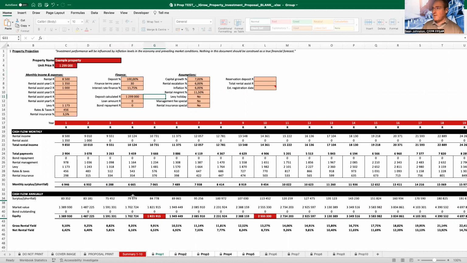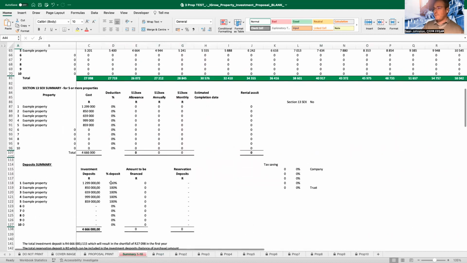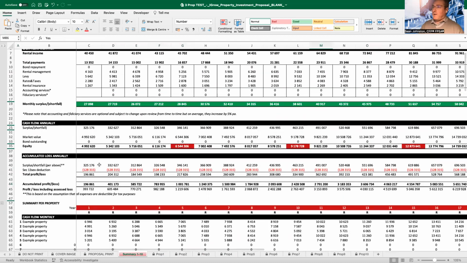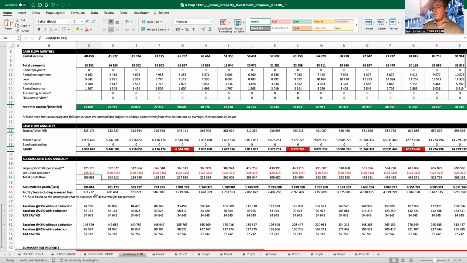Now, to illustrate Section 13, the maximum deduction, I'm going to make this 100% now. Let's say this client wants to buy these properties cash. So there's no finance, total cash, no amount that's been financed. I'm going to turn on Section 13 again. And you can see now 27,098 Rand is the monthly surplus, annualized 325,176, and you apply the Section 13.